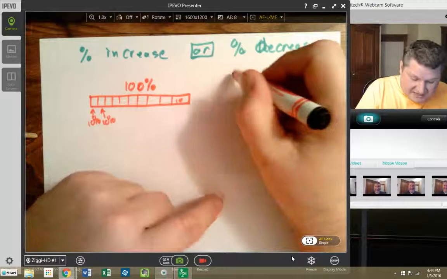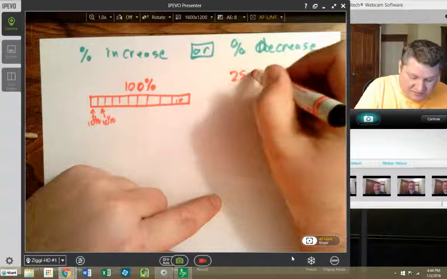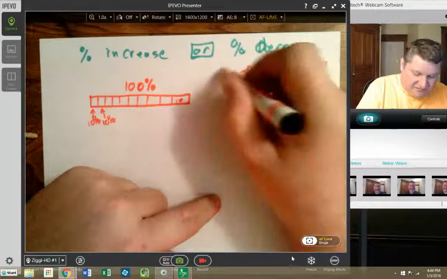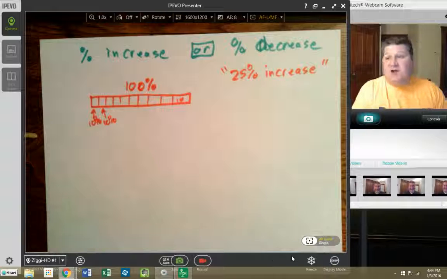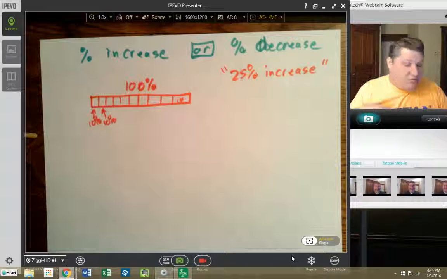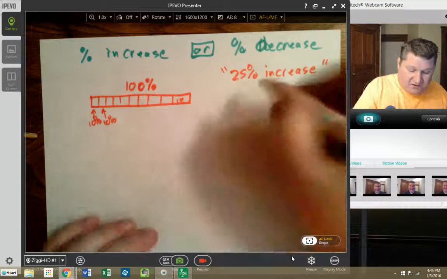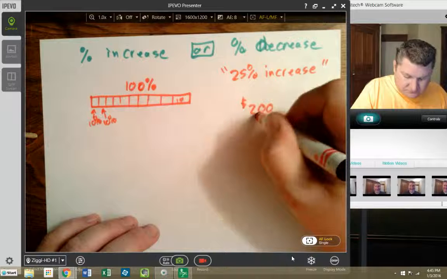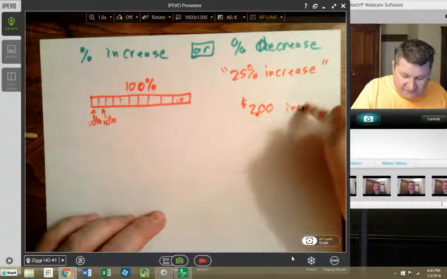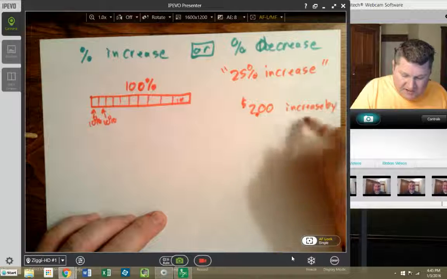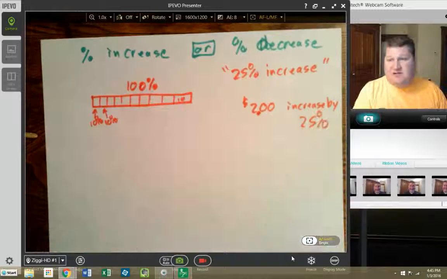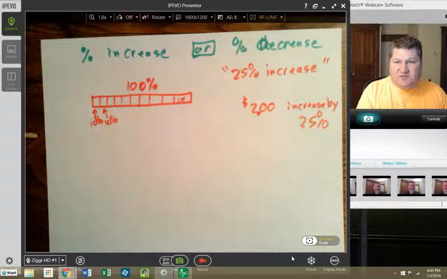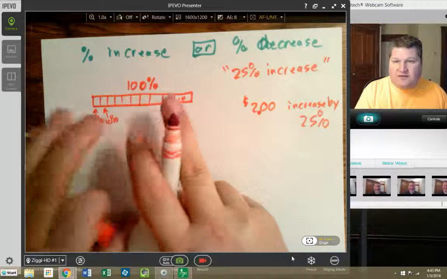Now, let's say that there is a 25% increase in something. So let's say whatever the price of gas is, there's a 25% increase. So instead of gas being, say, $2, it's going to increase by 25%. If gas is $2 currently a gallon, it's going to increase by 25%. Well, how would I show that on my graph?